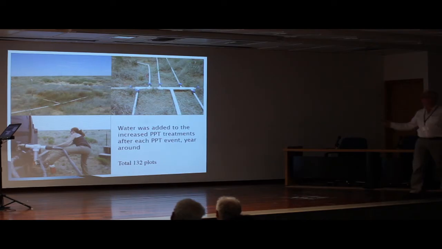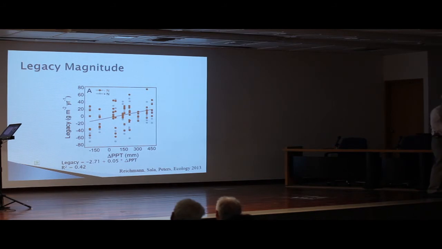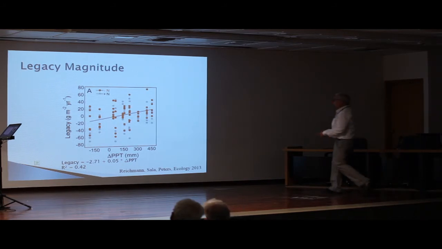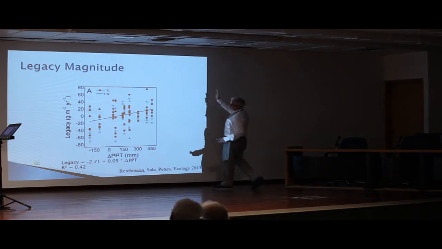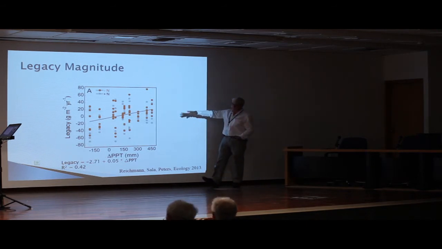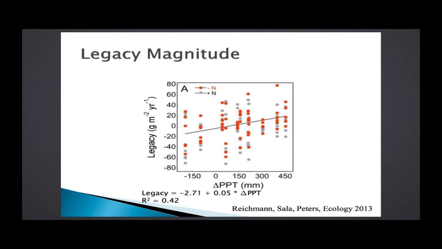So this is a very highly replicated system. We have in the order of 132 plots. And so here's the ultimate proof. So this is the delta precipitation. This is the change in precipitation between the current year and previous year as we manipulated, and it ranges. And this is the value of legacies that by now all of you are familiar with. So the larger the delta, the higher the value of the legacies. And this is the model here.